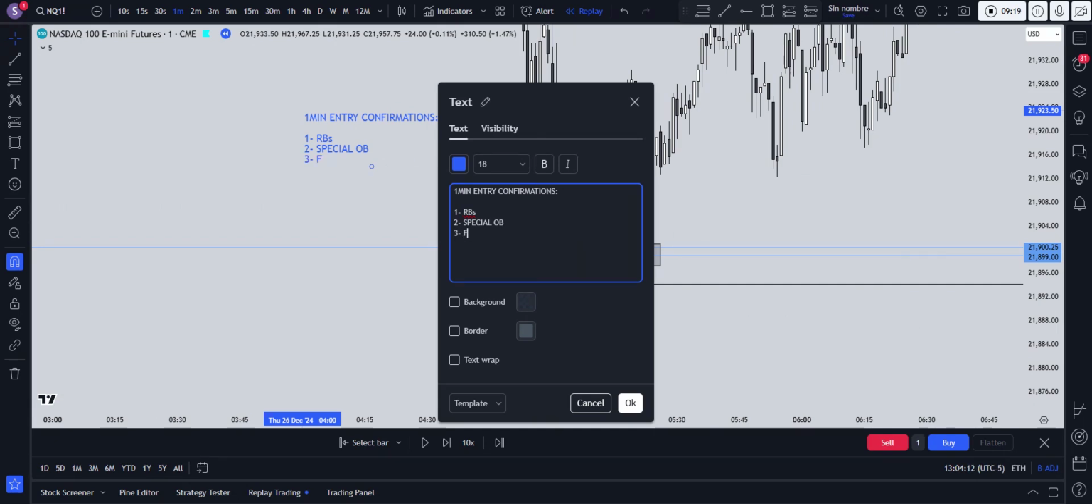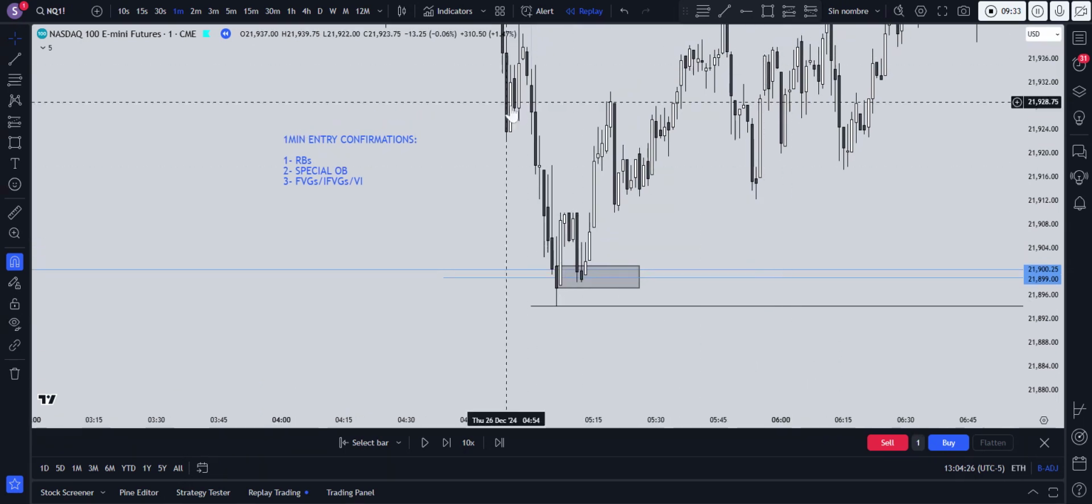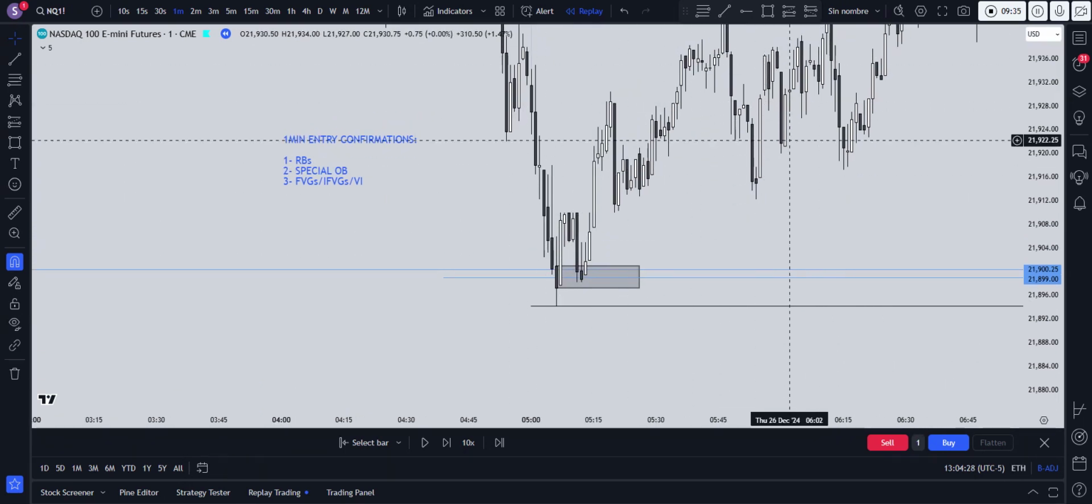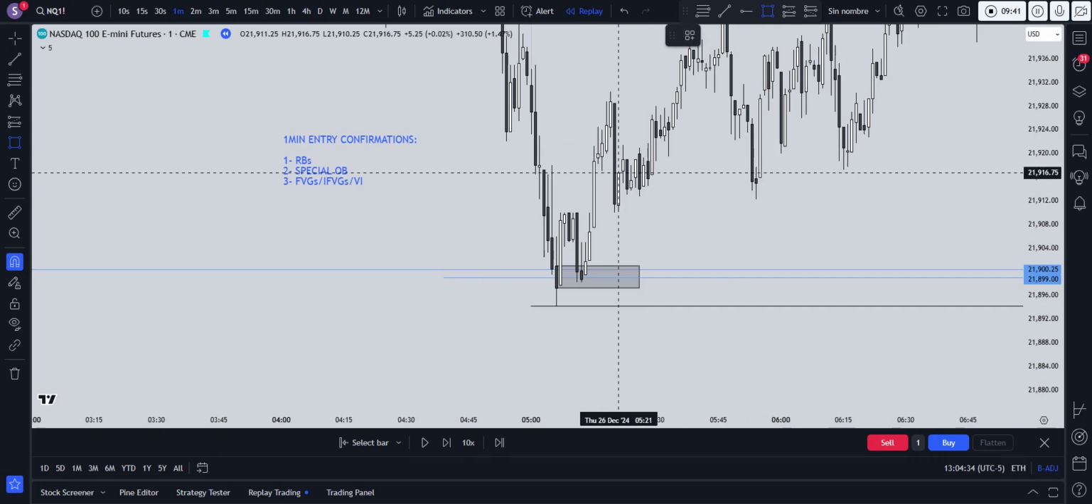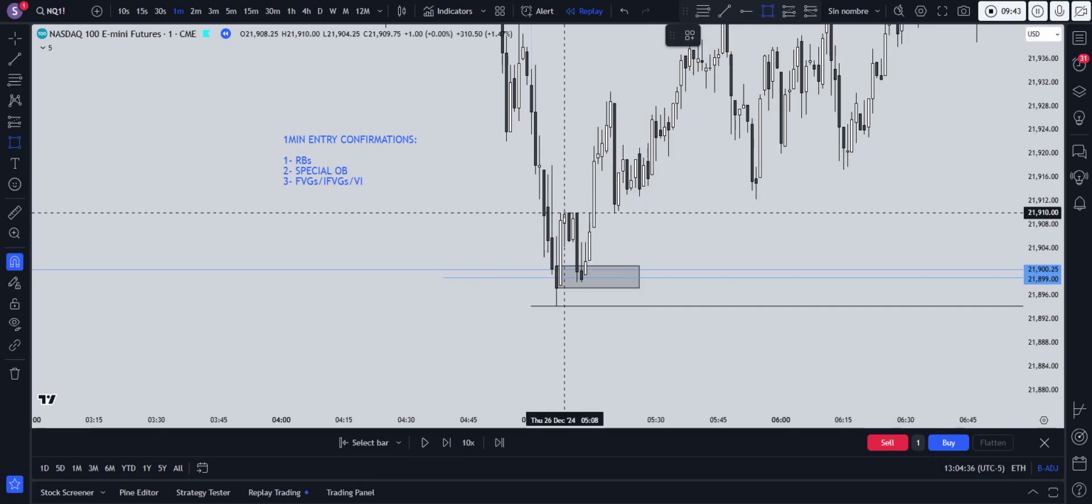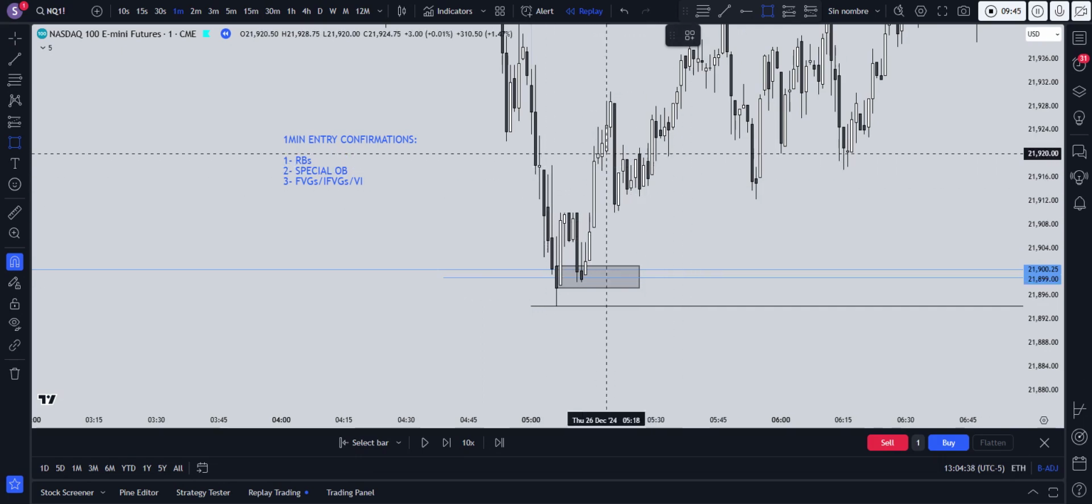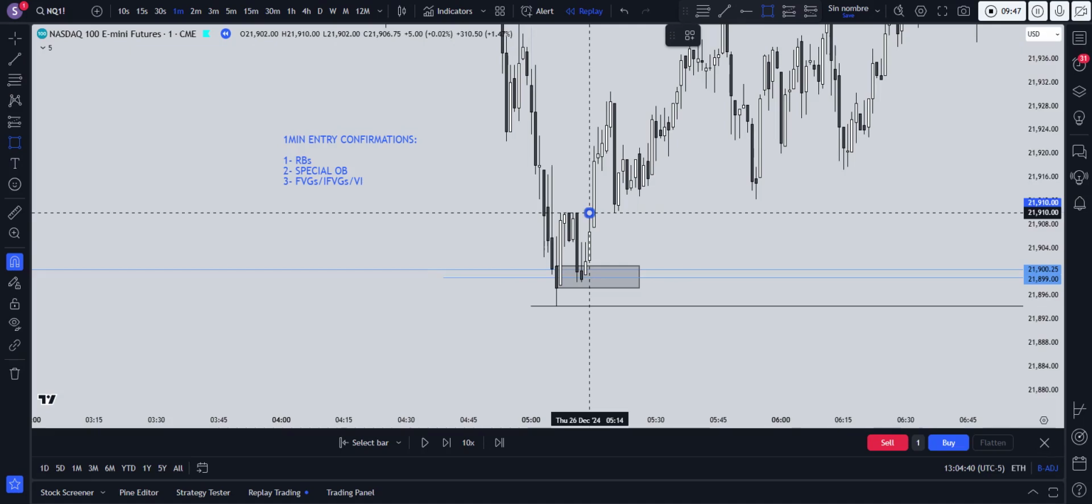These are going to be together: fair value gaps, inverse fair value gaps, and volume imbalances. What do we have here? Fair value gaps, inverse fair value gaps, and volume imbalances. I think we already talked about this. This is going to be simple, right? It's going to be a TJR type strategy.